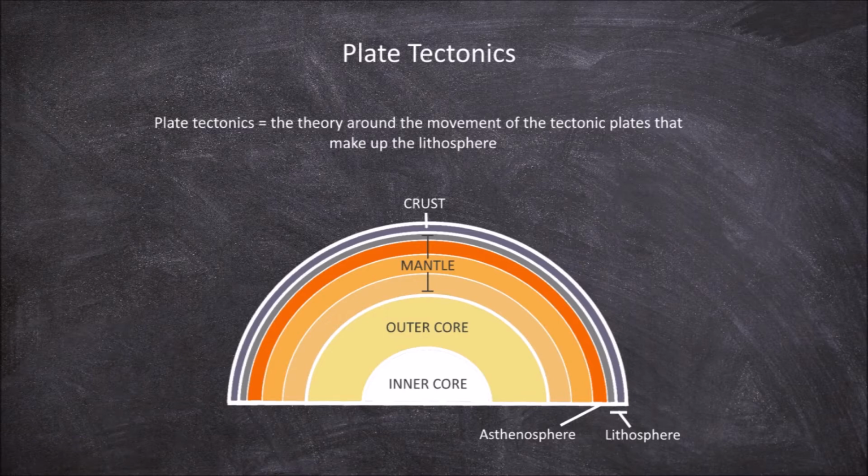Movement in the asthenosphere occurs through what are known as convection currents, where hot material, which is less dense, moves rising up, where it cools down and becomes more dense and then sinks, creating a convection current. It is these convection currents that drive the movement of the tectonic plates.